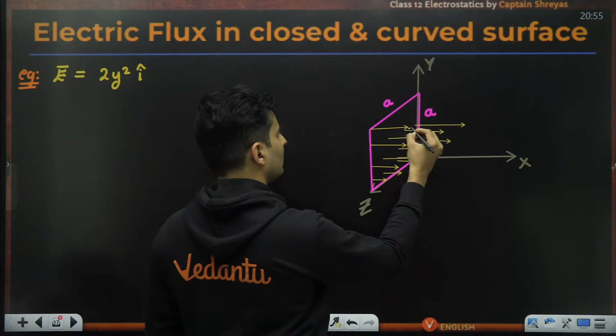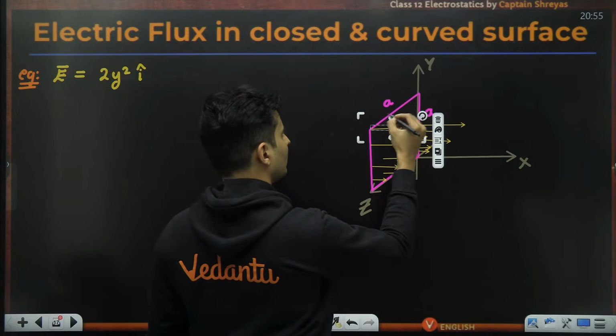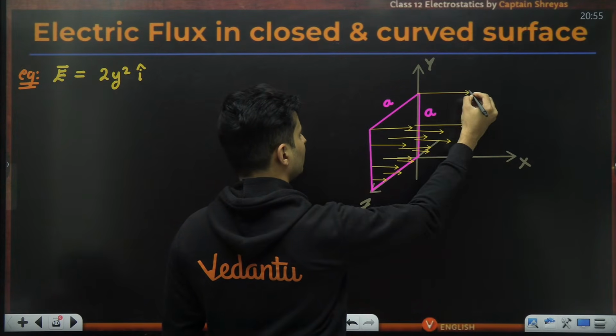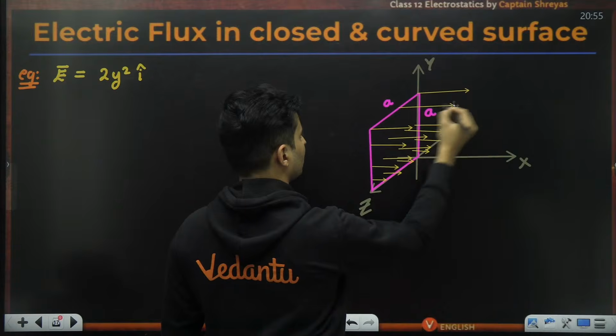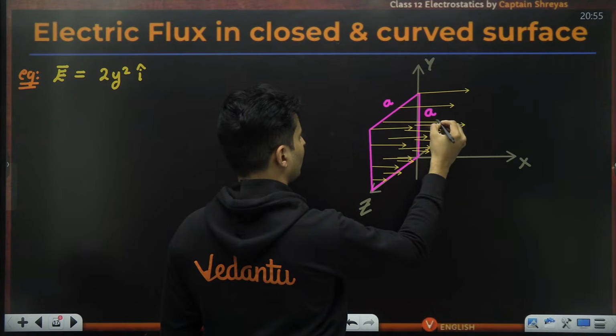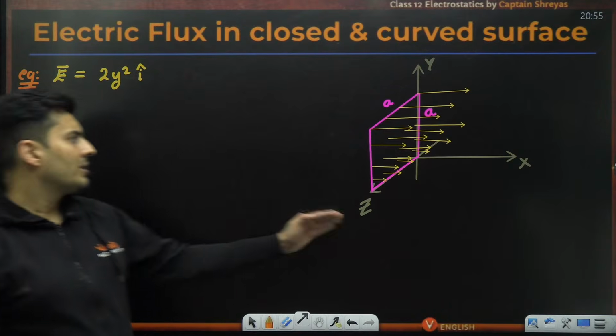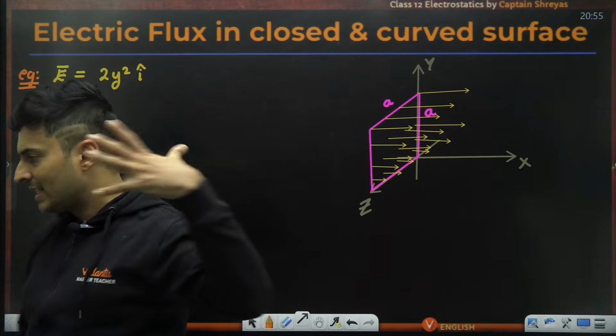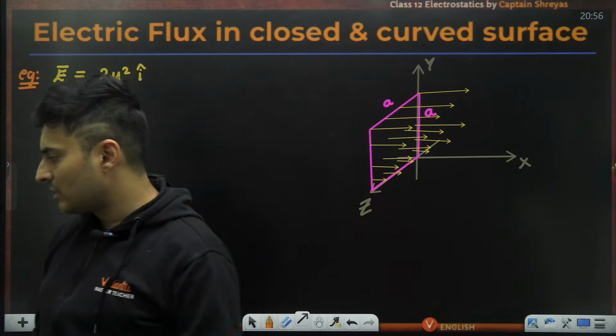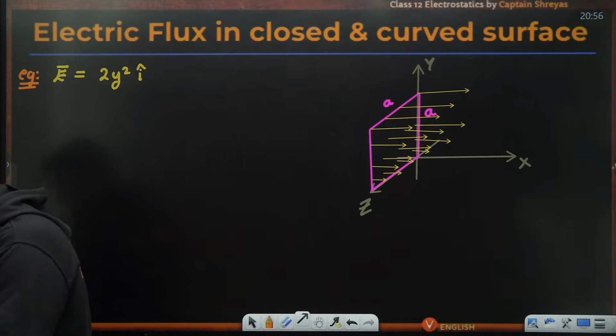Something like this. Just visualize this. As you are going up, the flux or the field strength is slowly, gradually increasing. Are you able to visualize?